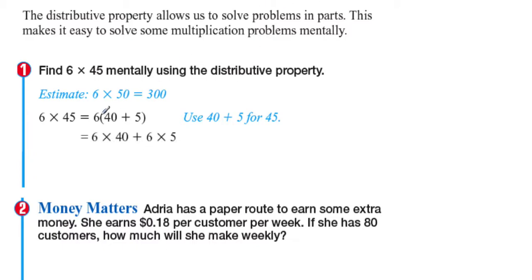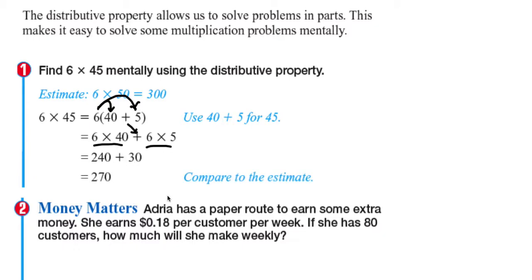Again, we distribute the 6 to 40 and the 6 to 5. That's why you have 6 times 40 and 6 times 5, and we keep the addition sign. Okay? Using order of operations, we now have 240 plus 30, which gives us a sum of 270. 270 is close to our estimate. That means our answer is reasonable.